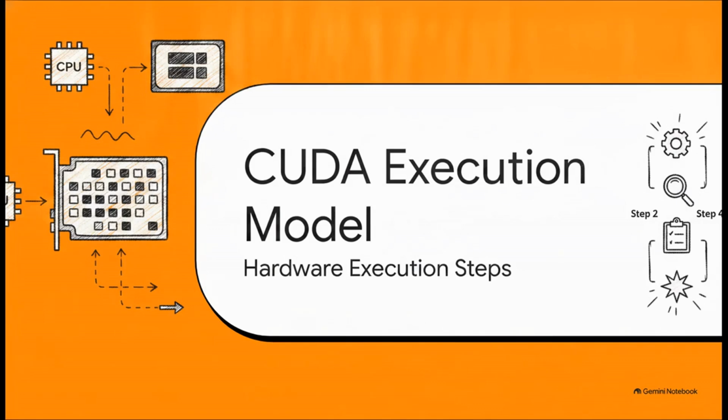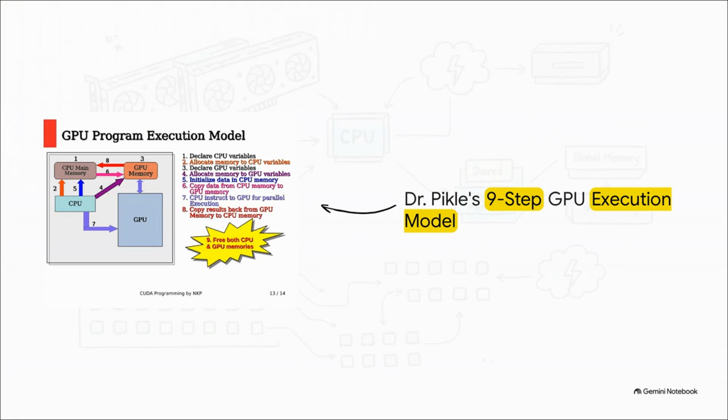Which brings us to part 3. The CUDA execution model, step-by-step hardware execution. Getting that data from the manager to the factory floor is a highly deliberate, carefully orchestrated dance. First, memory has to be allocated on both the main CPU and the distinct GPU memory space. Then, data is physically copied over the hardware bridge from the CPU directly into the GPU. Only then does the CPU instruct the GPU to actually start executing its parallel tasks.